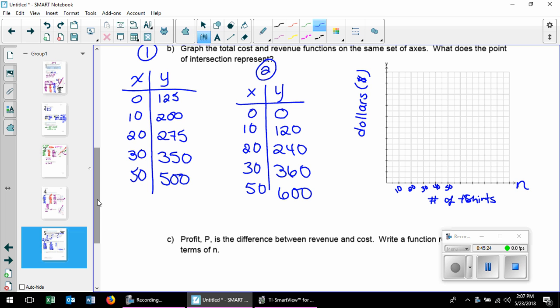Okay, so dollars, what am I going to go up to? Definitely 600. So 1, 2, 3, 4, 5. Okay, that doesn't work. 1, 2, 3, 4, 5, 6.